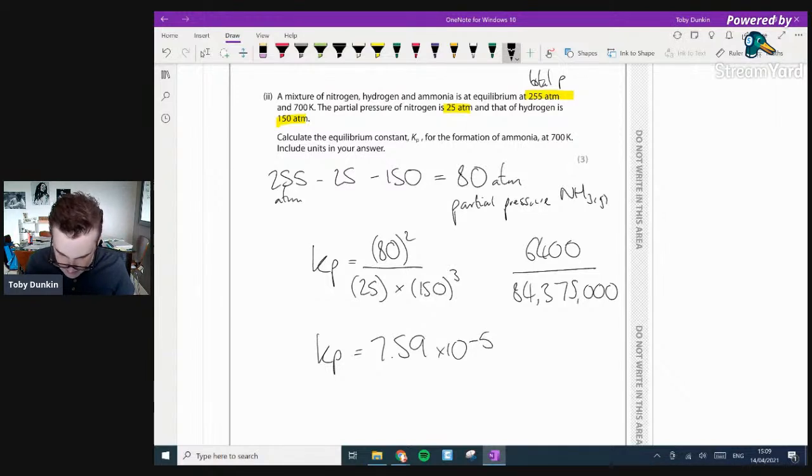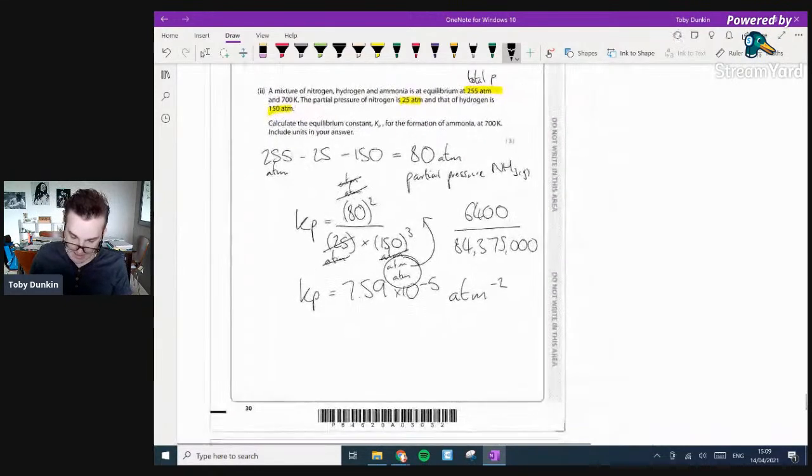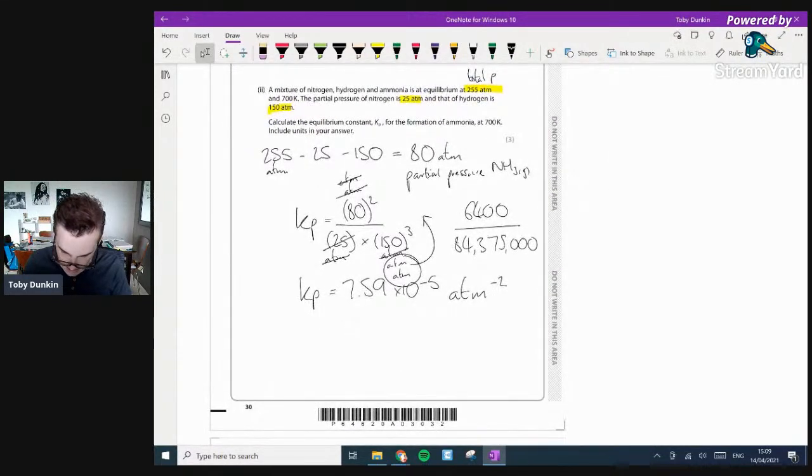And my units are atmospheres on the top, two of them, and on the bottom atmosphere cubed and atmosphere. So that cancels, 2 left over, bring them up. So that becomes atm to the minus 2. Nice. That was fun.